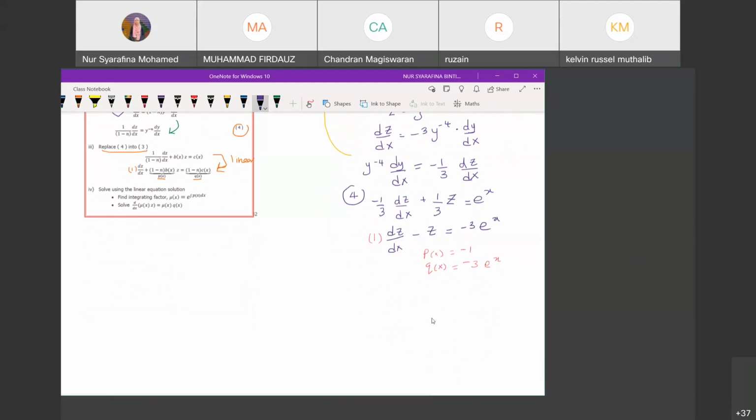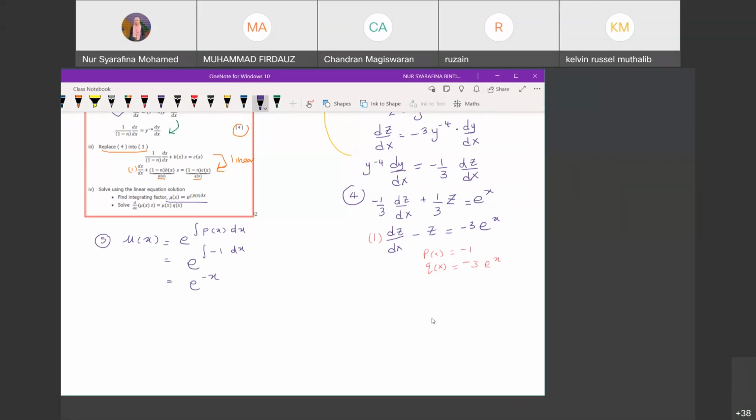We solve for mu(x). We solve the integrating factor. Yes. So we need to find your integrating factor mu(x), which is mu(x) equals e to the power of integrate p(x) with respect to x. So we have e to the power of integrate minus 1 dx. So we have e to the power of minus x.